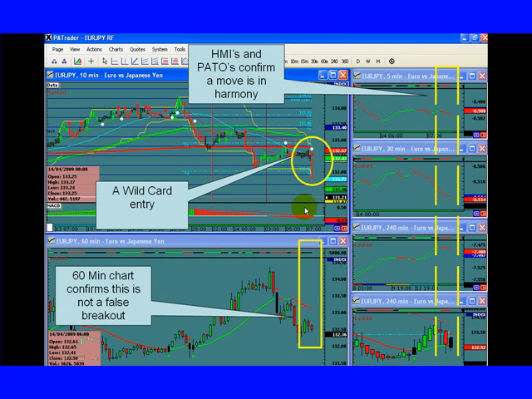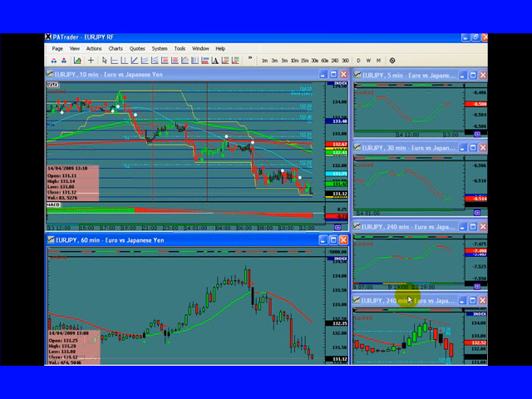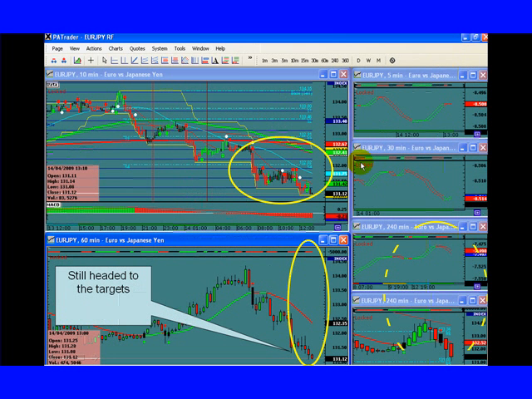And we look over here and we see that we have on each time compression both the momentum indicator and the oscillator, the PAT O, red and red, red and red, red and red, and this is called a blackjack right here as it moves through the moving average. What's the result of that trade? We can see it's a great trade. It's moved about 90 pips, and it's still moving down for us. It's still headed to the targets.